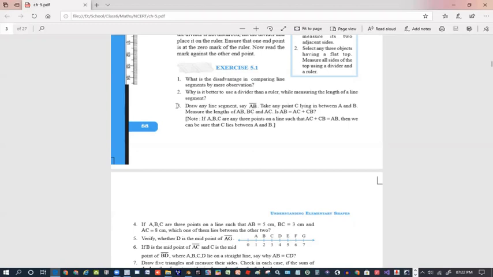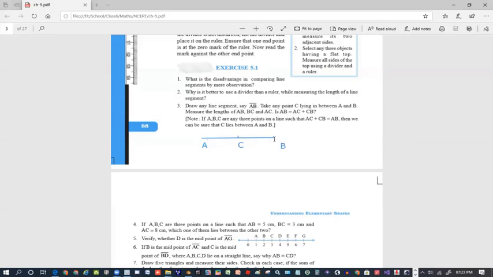Okay. Now number 3: draw any line segment, say AB. Take any point C lying in between A and B. Measure the length of AB, BC and AC. Is AB equal to AC plus BC? Okay, so what it is saying is, take a line segment AB and mark a point C on it. So A, B, C. It is asking, is AB equal to AC plus CB?